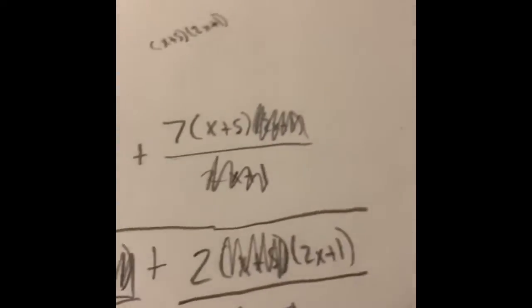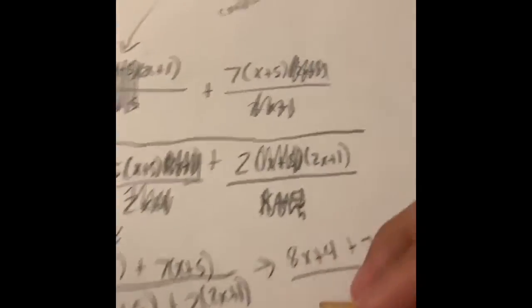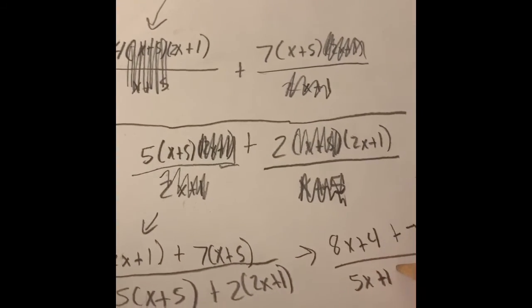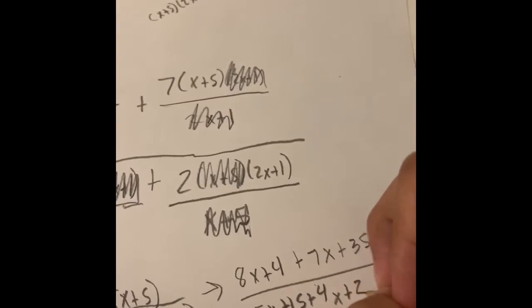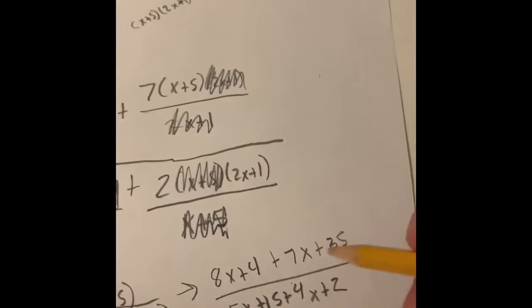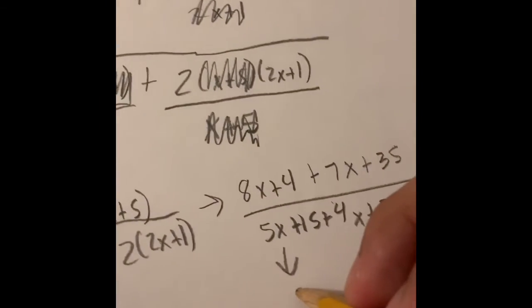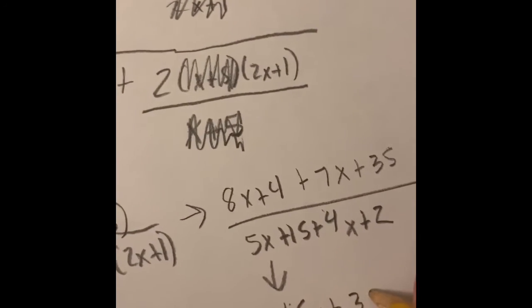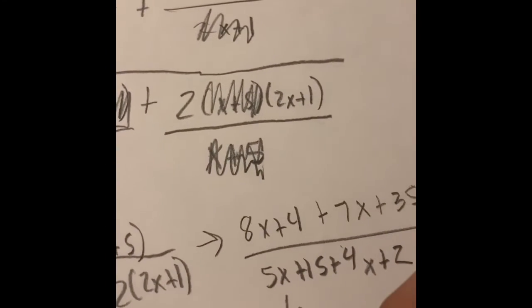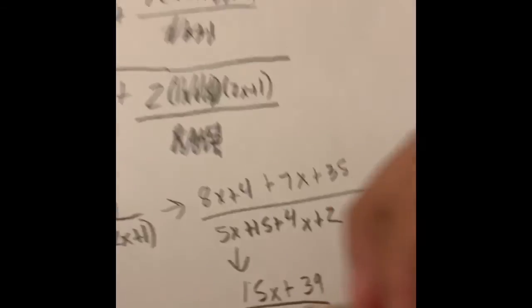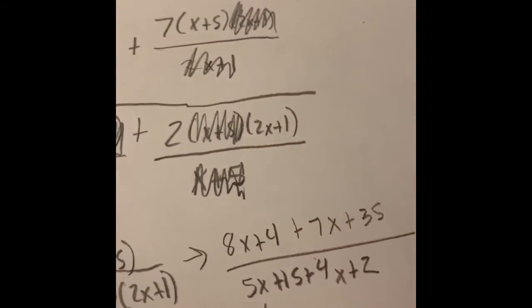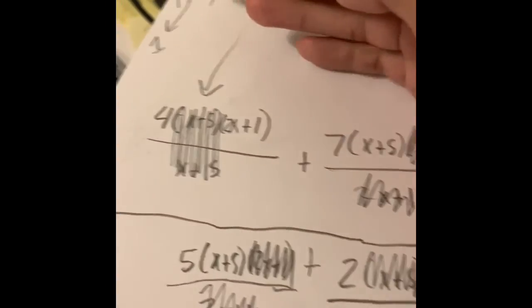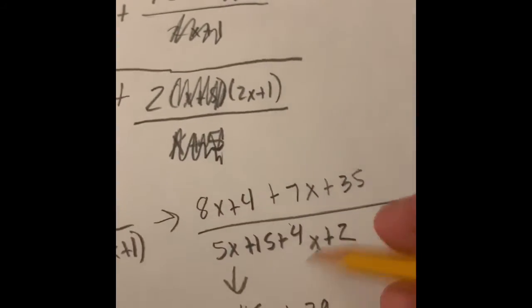That's the whole top part. And then the bottom part, 5x plus 15 plus 4x plus 2, which is the bottom part. Now from here, just combine the like terms and get 15x plus 39 over 9x plus 17. And now I can add it back in because I'm done with this whole left side. And now look, we went from this huge number just by multiplying it by essentially 1. And now we got this nice fraction. And then this is equal to 5.